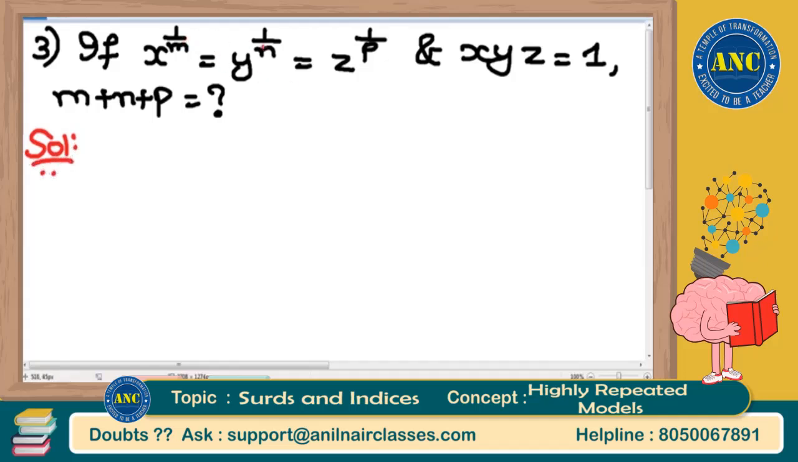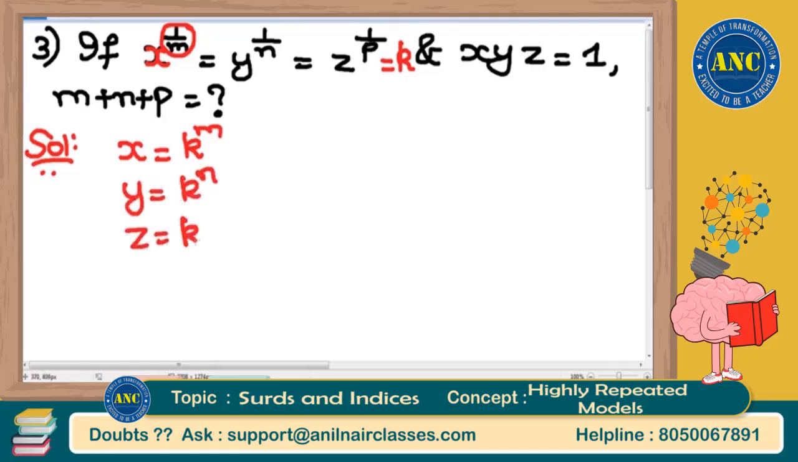X power 1 by m, y power 1 by n, z power 1 by p, all are equal, and they will all be equal to some constant which I call k. So can I say that x will be equal to, if I put this power 1 by m to the right hand side, it becomes the reciprocal of 1 by m, which is m. So it is k power m. Y is nothing but k power n. Z is nothing but k power p.